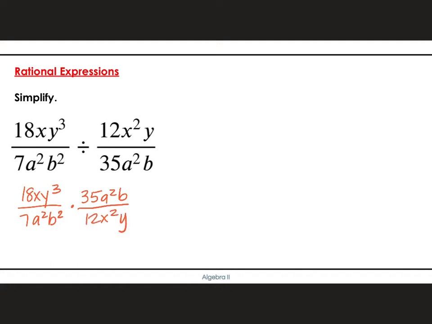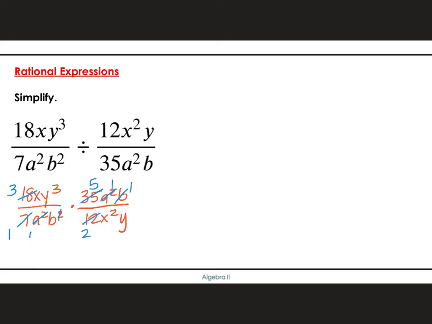Because these numbers are fairly large, I'm going to simplify whatever I can. 7 goes into 7 1 time, and it goes into 35 5 times. 6 goes into 18 3 times, and it goes into 12 2 times. I have an a squared on the top and an a squared on the bottom. Those are both going to become 1. I have a b squared on the bottom and a b on the top, so I'm going to take away the square, leave the b, and that's going to cancel with the other b. So those will both be 1.